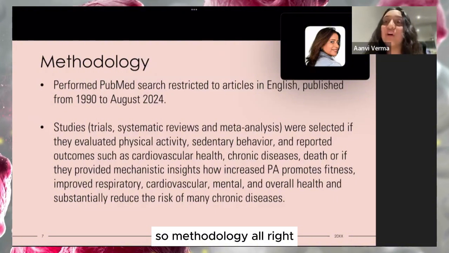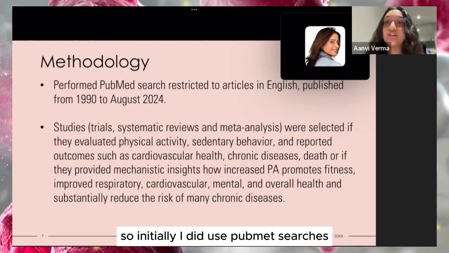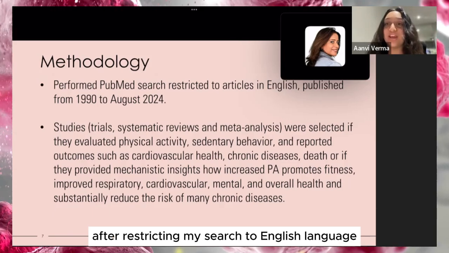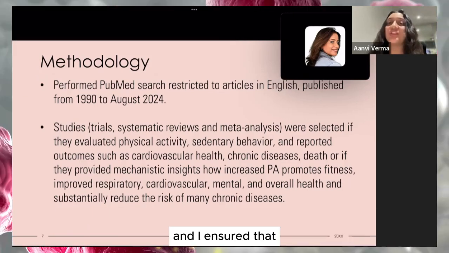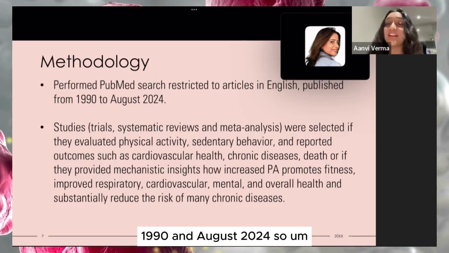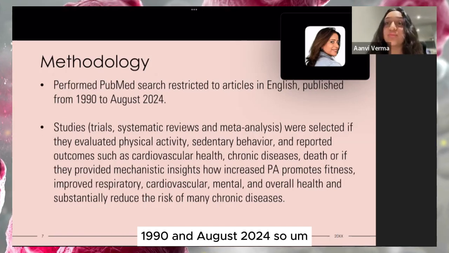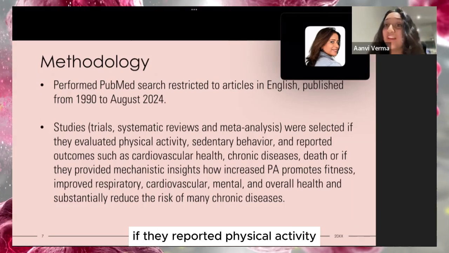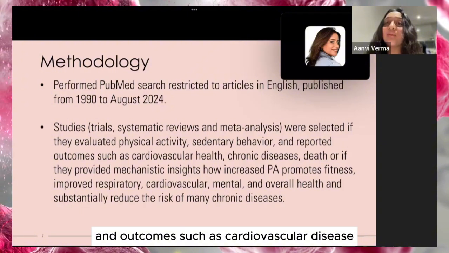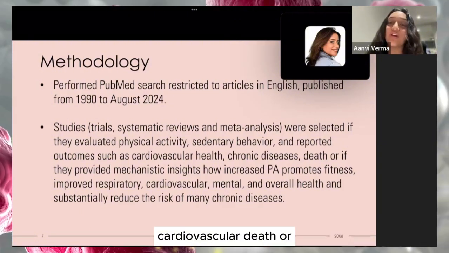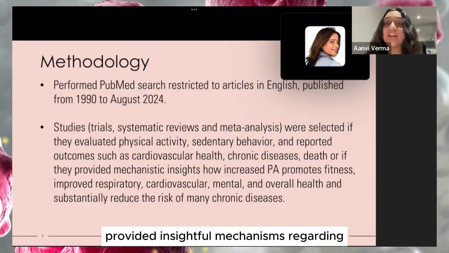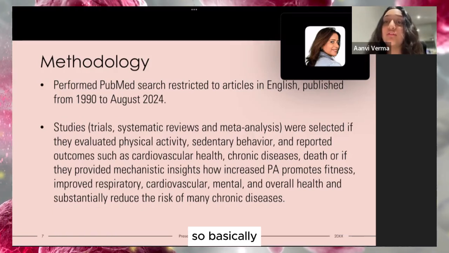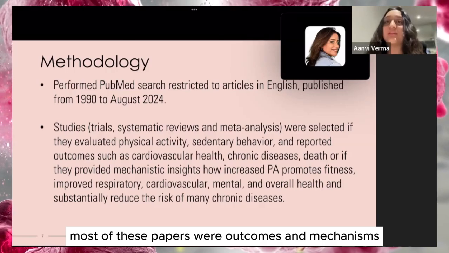So, methodology. All right. Initially I used PubMed searches and found several different papers after restricting my search to English language, and I ensured that the time frame was between 1990 and August 2024. I then included studies if they reported physical activity, sedentary behavior, and outcomes such as cardiovascular disease, cardiovascular death, or provided insightful mechanisms regarding physical activity benefits on health. Basically, most of these papers were outcomes and mechanisms.